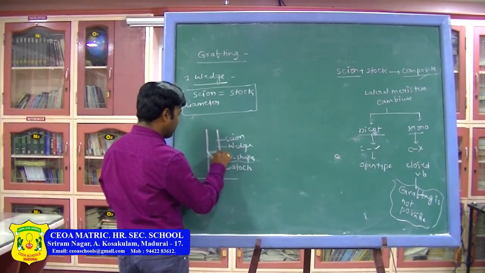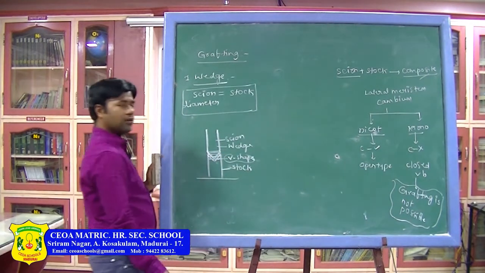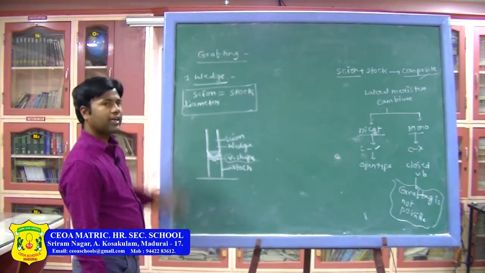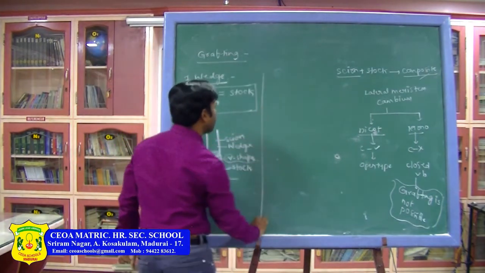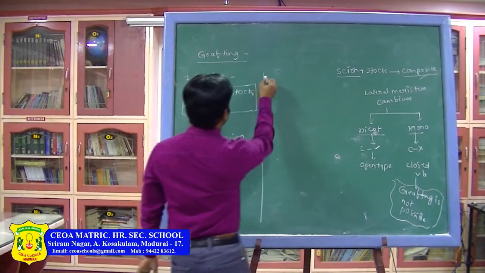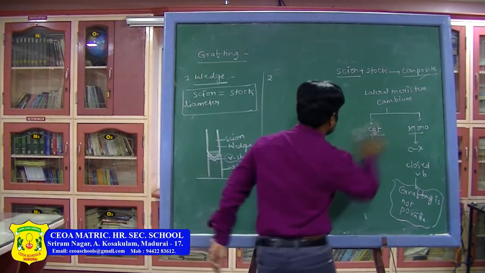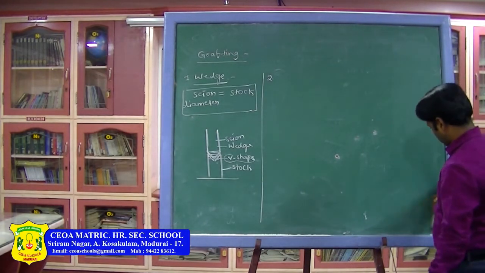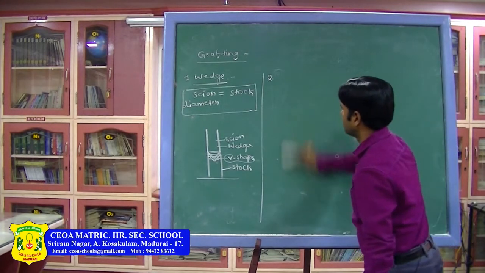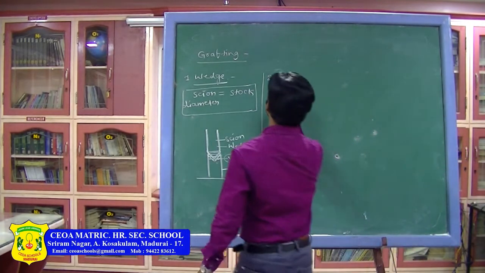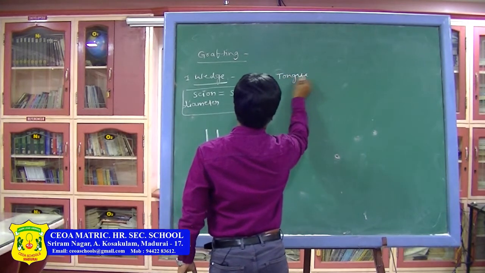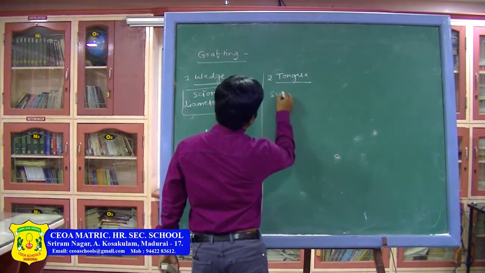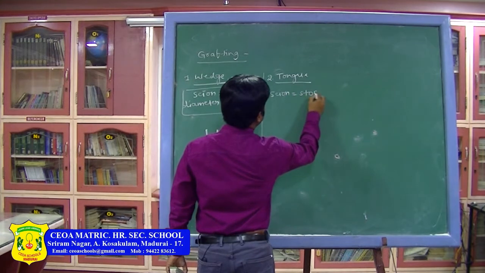Then it will be combined. After some days, both grow together as a new plant. This is about the wedge shape cutting. Next, after wedge shape, let us see tongue grafting. In this also the diameter of the scion equals the diameter of the stalk.